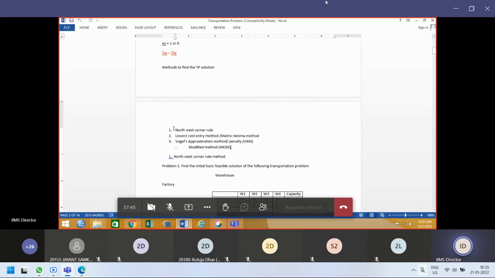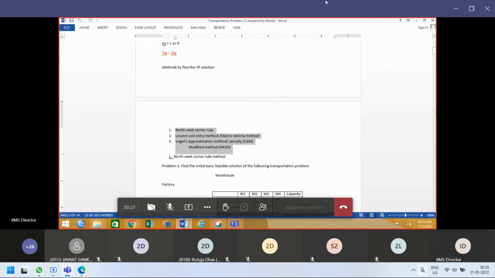So these three methods today practically, with the help of a problem, I will discuss, and then immediately we'll move to the next topic. Now the northwest corner rule method, before going to solve the problem, before applying these three methods, keep in mind, otherwise note down somewhere else. Northwest corner rule and lowest cost entry methods give the basic feasible solution. Note down somewhere else. Basic feasible solution, also called an initial solution, or an initial basic feasible solution.